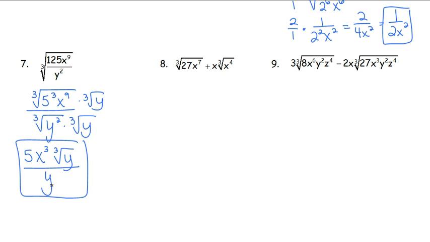Number 8 and 9, we are adding, subtracting. So remember, if we're adding, subtracting, we need like radicals. Just like when we add, subtract, we need like terms. These radicals are not alike right now, so we want to simplify and see if we can make them alike. 27 can be broken down as 3 cubed.